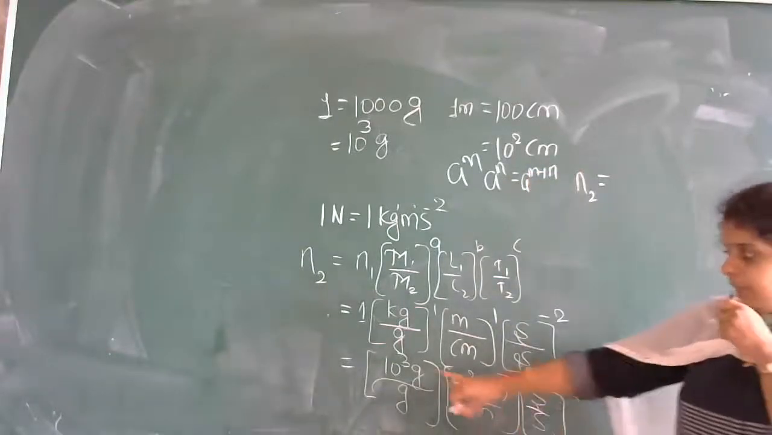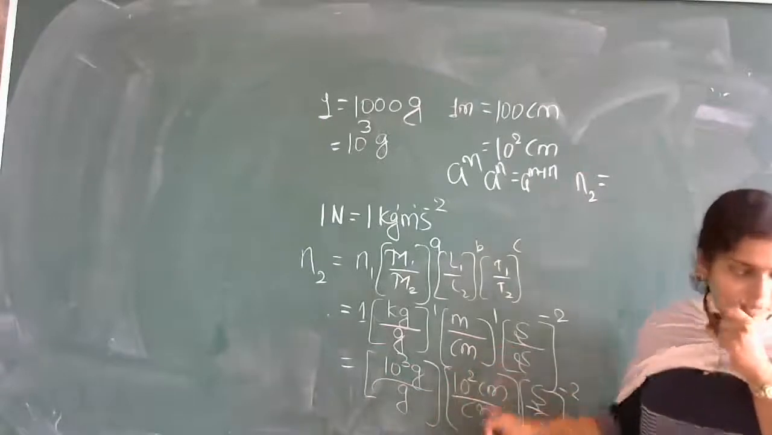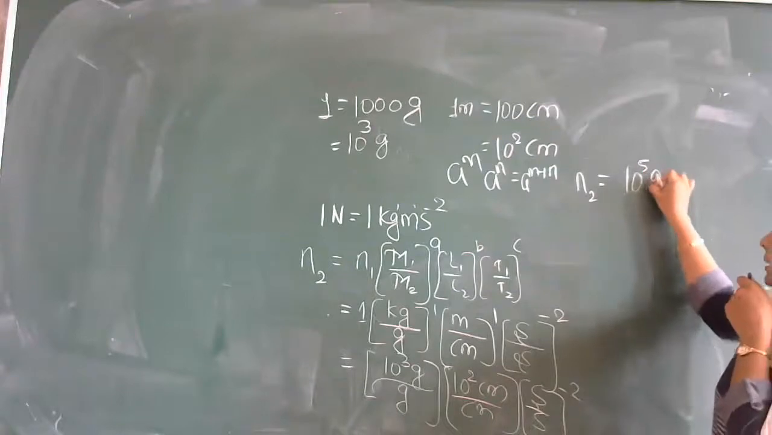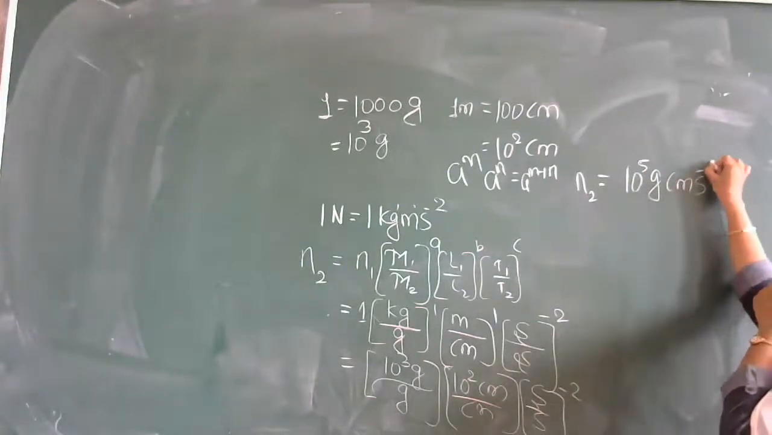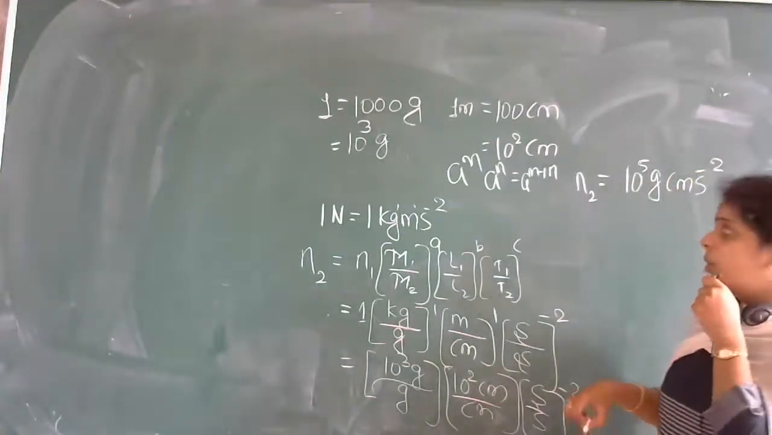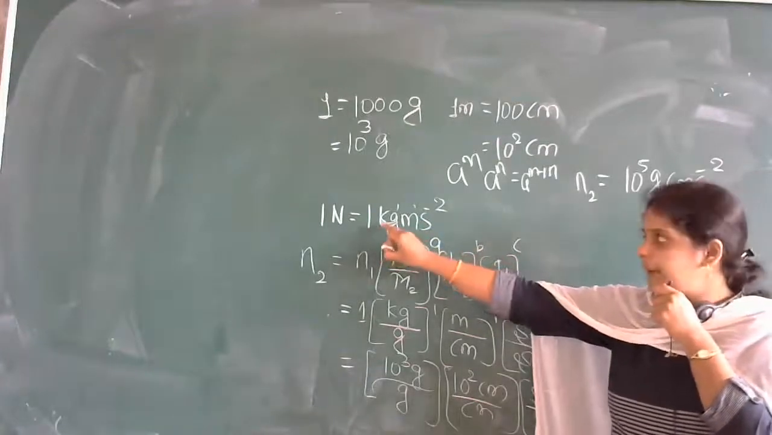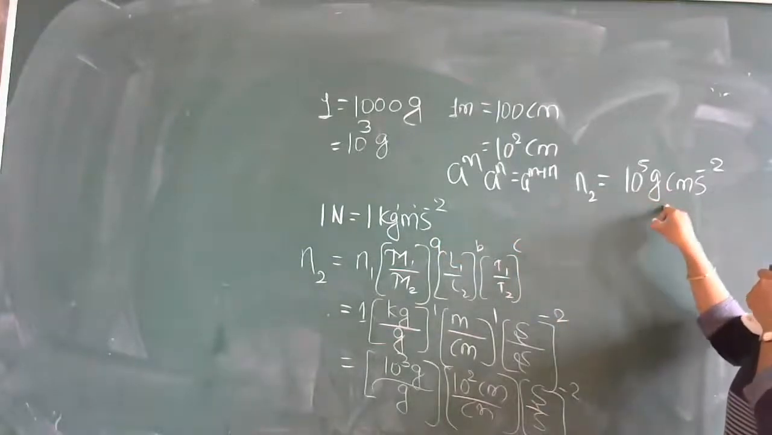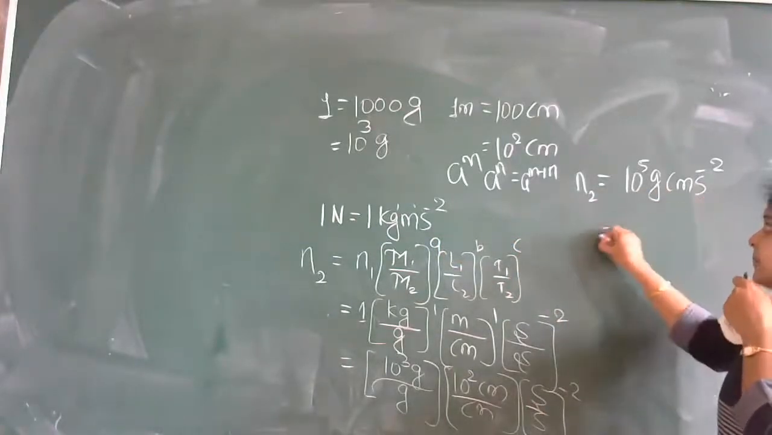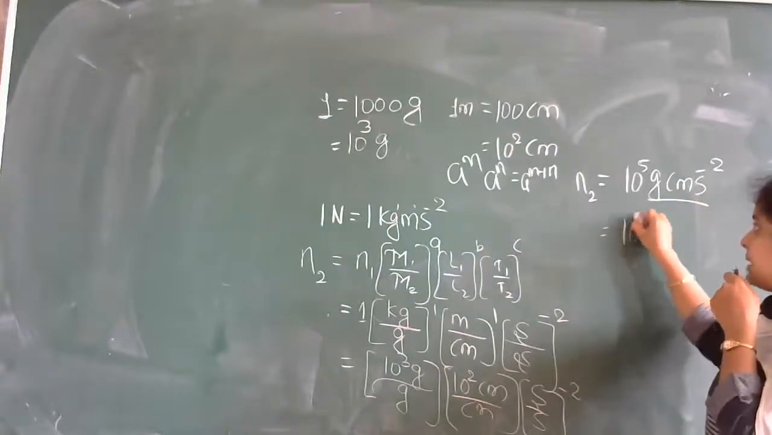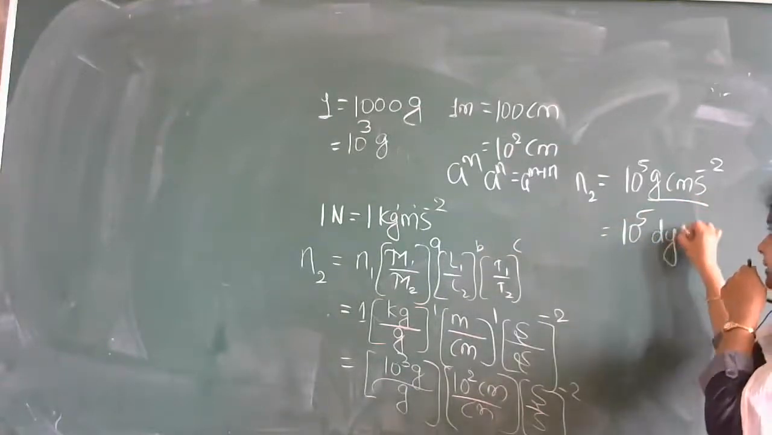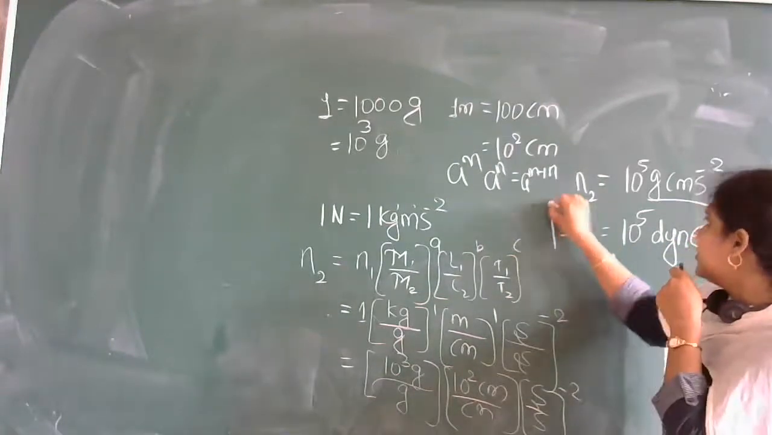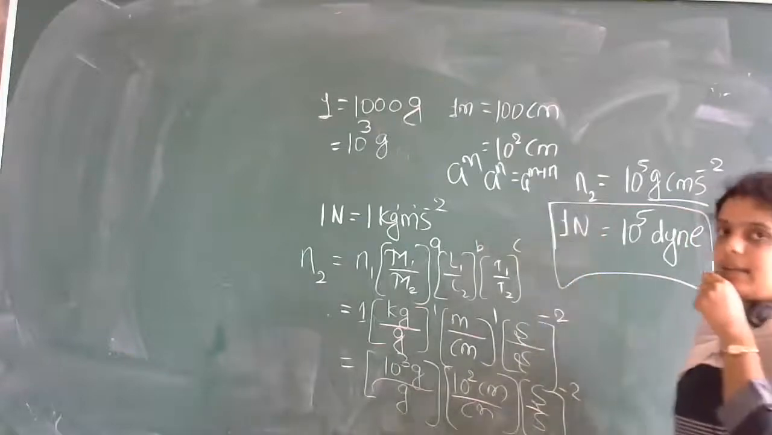In the same way, here we have 10 to the power 3 into 10 to the power 2. This becomes 10 to the power 5 gram centimeter per second square. So what have you converted? You have converted 1 kg meter per second square into 10 to the power of 5 gram centimeter per second square. This gram centimeter per second square is known as dyne, D-Y-N-E. So 1 Newton is equal to 10 to the power of 5 dyne.